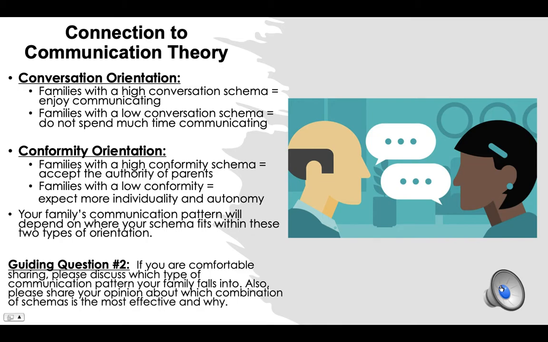So for guiding question number 2, I'd like you to take a look at the question first, and then on our discussion board, please respond. If you're comfortable sharing, please discuss which type of communication pattern your family falls into, and also share your opinion about which combination of schemas is the most effective and why. So that's an opinion question, so please provide some support from either the textbook or just your own personal experience about which combination of conversation and conformity orientations you feel fit the best to make the quote-unquote best family communication patterns.